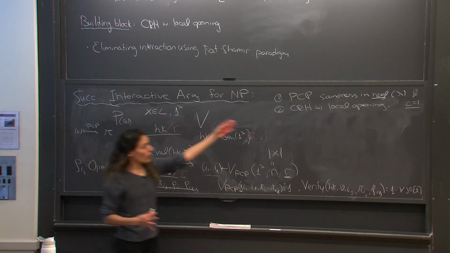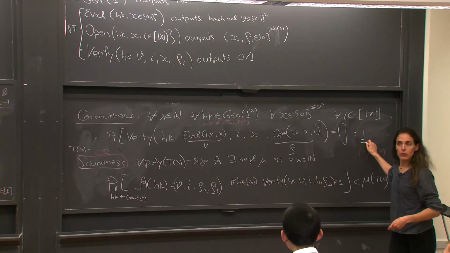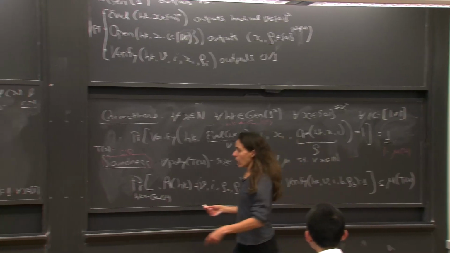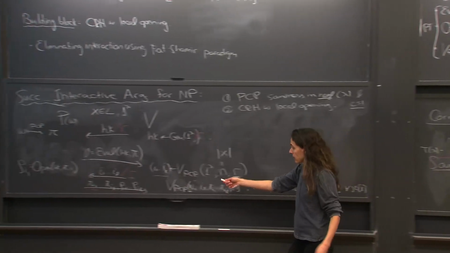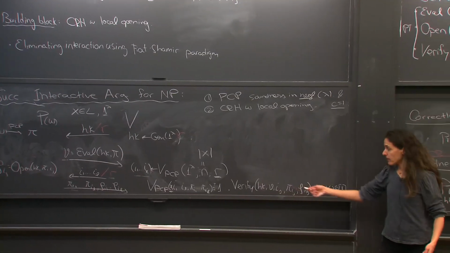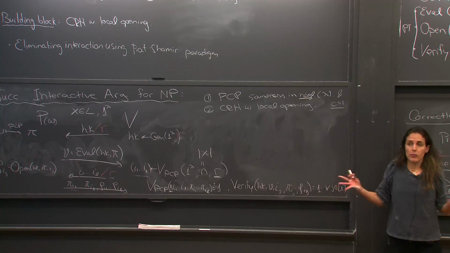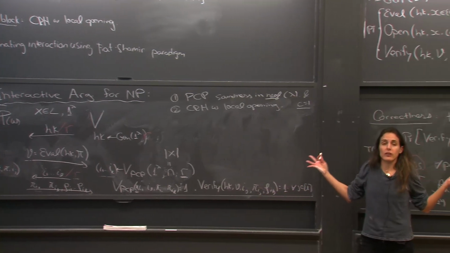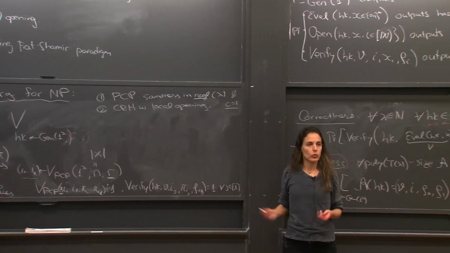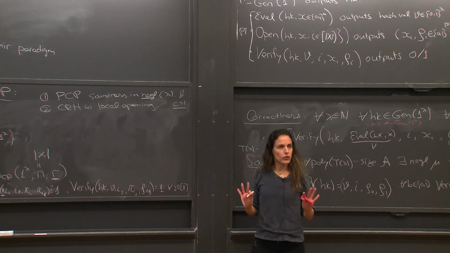And what do we know? We know by completeness, or correctness, that he's accepted with probability 1. So the probability that both the PCP verifier accepts and the hash verifier accepts is 1, because both of them are 1. I took perfect completeness for both of them, so that's all we do. So this is pretty trivial.